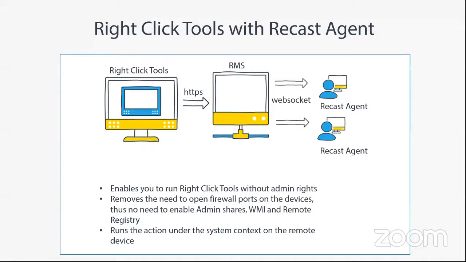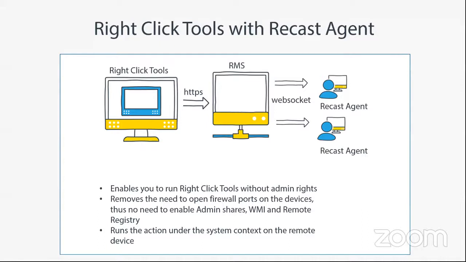So, in this scenario, when the server chooses the Recast agent route, the right-click tools send their action up to the server. It does its normal permissions checks and audit logging, and it determines that you're running a device-targeted action against a device that has a Recast agent that's currently connected to the Recast management server. In that scenario, it'll send that action directly down to that Recast agent. The Recast agent will run the action and send the results back up to the Recast management server, which will forward them back onto the right-click tools.